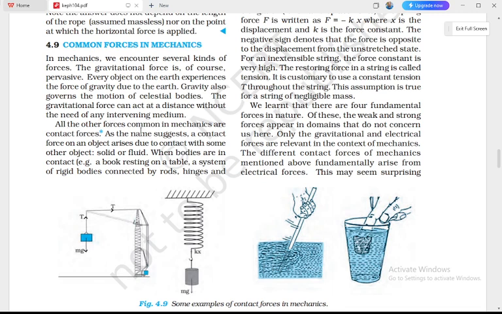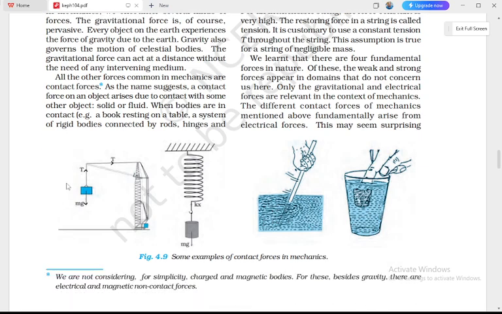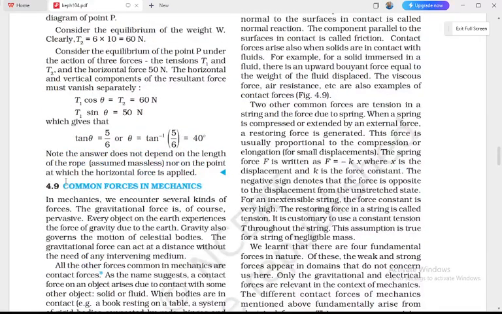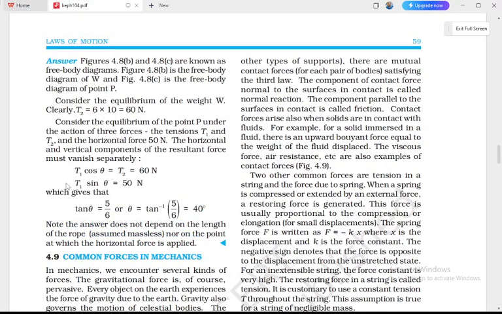All the other forces common in mechanics are contact forces. As the name suggests, a contact force on an object arises due to contact with some other object, solid or fluid. When bodies are in contact, such as a book resting on a table, or a system of rigid bodies connected by rods, hinges, and other types of supports, there are mutual contact forces for each pair of bodies satisfying the third law. The component of contact force normal to the surface in contact is called normal reaction. The component parallel to the surfaces in contact is called friction.